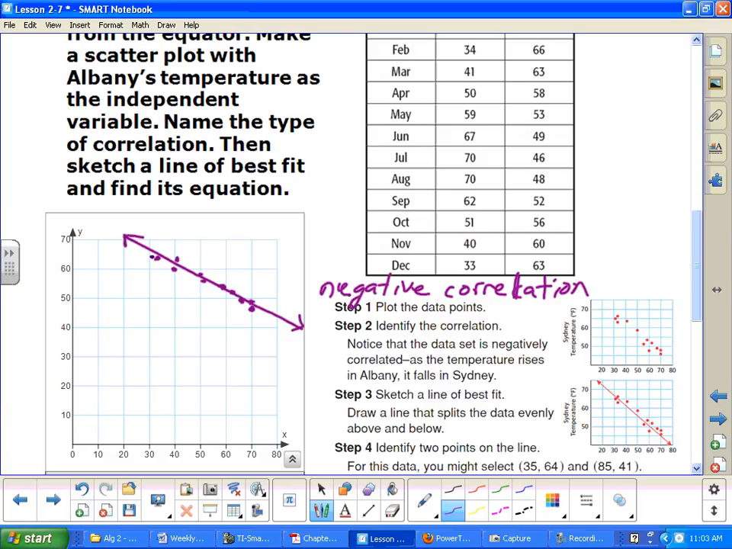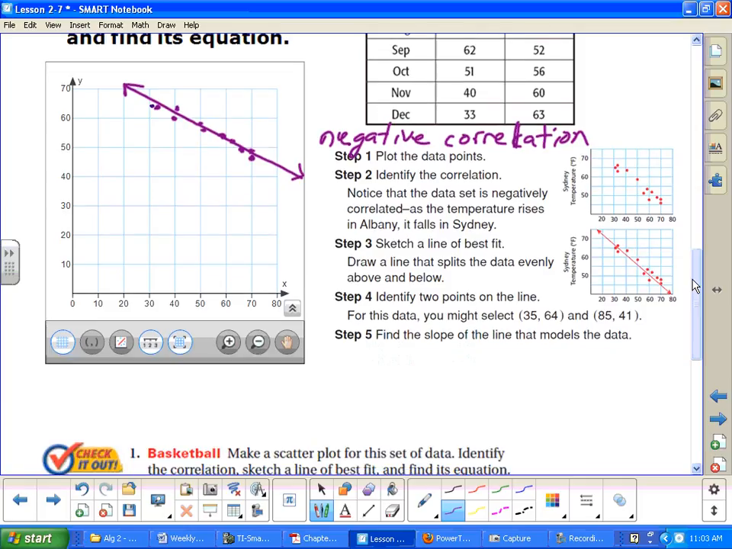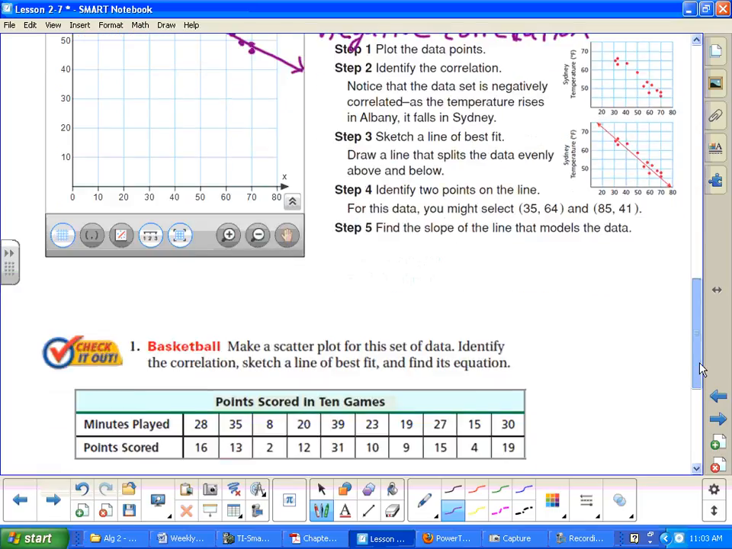How many of you remember how to find the equation of a line? Hopefully all of you do, because we didn't do it that long ago. Okay. All right, so let's find 2 points, and I actually have them right here that we're going to use to do this.